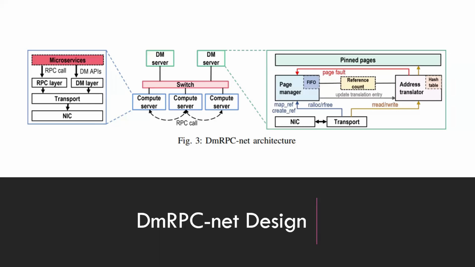And for a write request, after receiving it, it first looks up in the hash table to retrieve the virtual address of a pinned page. Then the address translator reads the reference count of the pinned page. If the reference count is more than 1, that means this memory is shared between several processes. So, to keep consistency, it creates a new page by calling the page fault. The page manager gets a new page for the address translator and passes it back to the process. Yeah, that's about the net version of DmRPC.